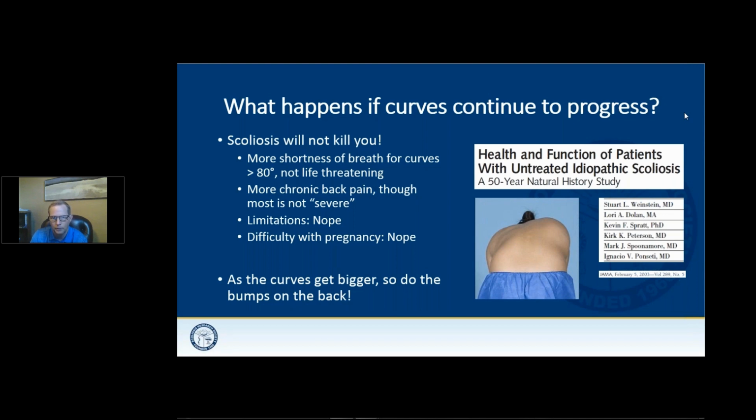It does not affect childbearing. That is about the pelvis, and it's not about the spine. And so what is the downside? So you can certainly live with a large scoliosis if you chose to do that. The downside is that as the curves get bigger, so do the bumps on the back. And they can get fairly large, and they can be a really significant cosmetic concern. And so it's unusual for people to tell us that they don't care if their curves continue to get bigger when they get older. Most people want to stop that process so that they're not having these bumps on their back continue to worsen over time.